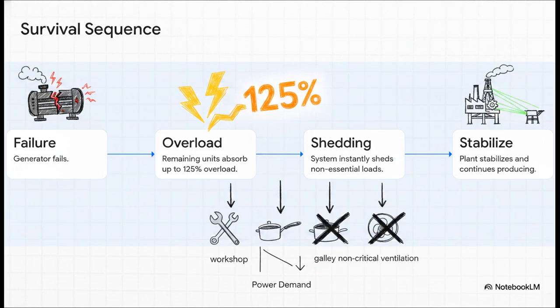First, a generator fails. Second, the remaining units eat that massive 125% overload, but just for a split second. Third, the system instantly and ruthlessly sheds the non-essential loads. It completely cuts power to the workshop, the galley, non-critical ventilation. By sacrificing those low-priority areas, the power demand plummets back down to a safe level. And fourth, the plant stabilizes, allowing the vital and essential systems to keep everything safe and producing.